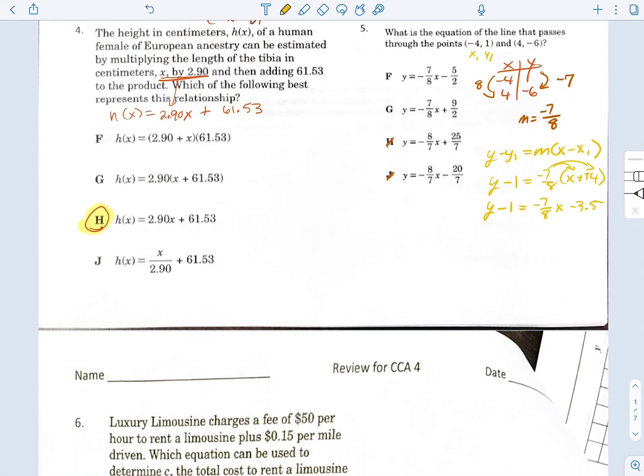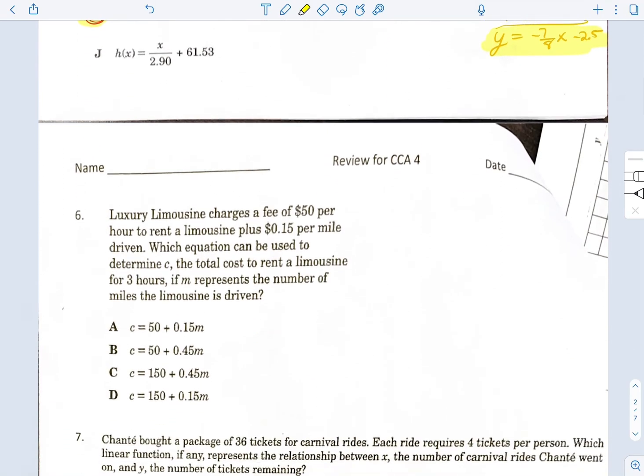We're solving for y because notice how our answers have y solved for. So we're going to add 1 to each side so that y is by itself. Now we have y is equal to -7/8x minus 2.5. With this as the answer, what do you think the answer should be here? You got it. It's going to be F.